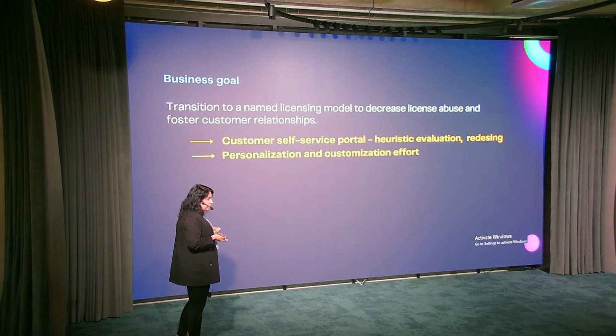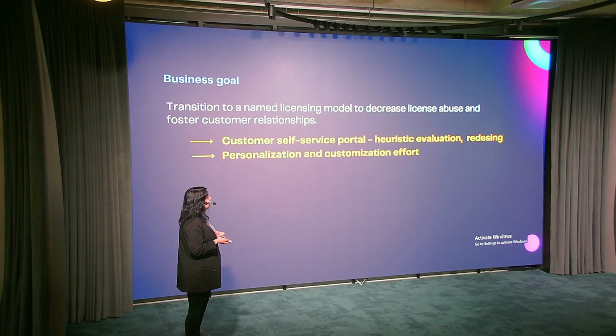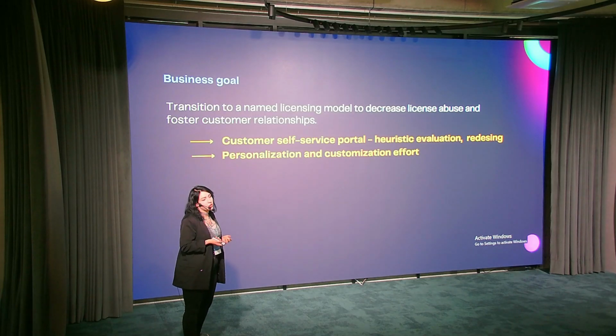Very quick example around business goals in chaos. One of the biggest, if not the biggest goal, maybe the two biggest goals I'll talk about today. The first one was transition to a named licensing model to decrease license abuse and to foster better customer relationships with our users.